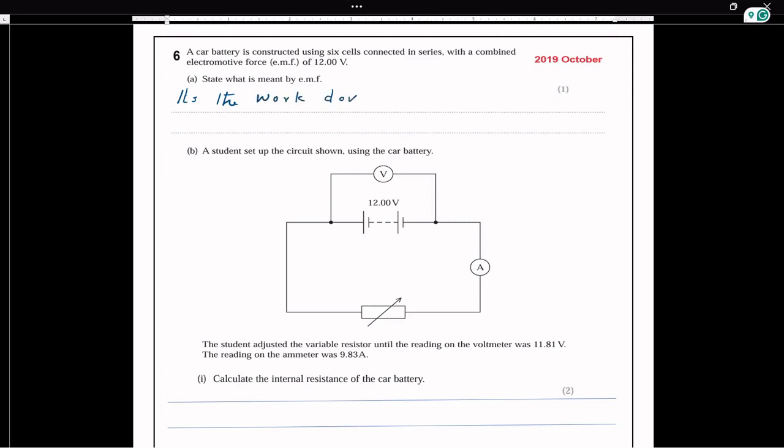It's the work done in moving unit charge around the whole circuit. Work done in moving unit charge around the whole circuit.